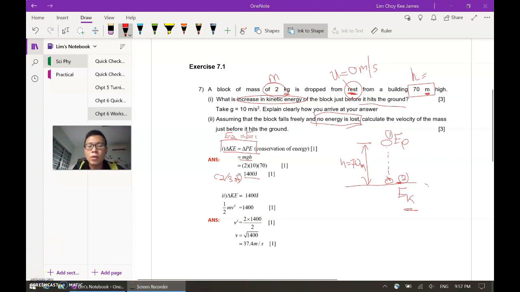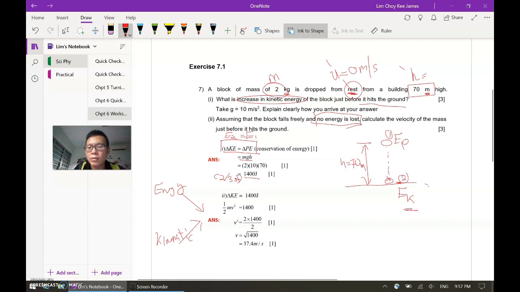If you look at velocity in your syllabus, for an object dropped from rest from 70 meters high, there are 2 possible ways of solving it. One is looking at kinematics, and one is looking at energy. So we have one method of looking at energy, and the other way is looking at kinematics.